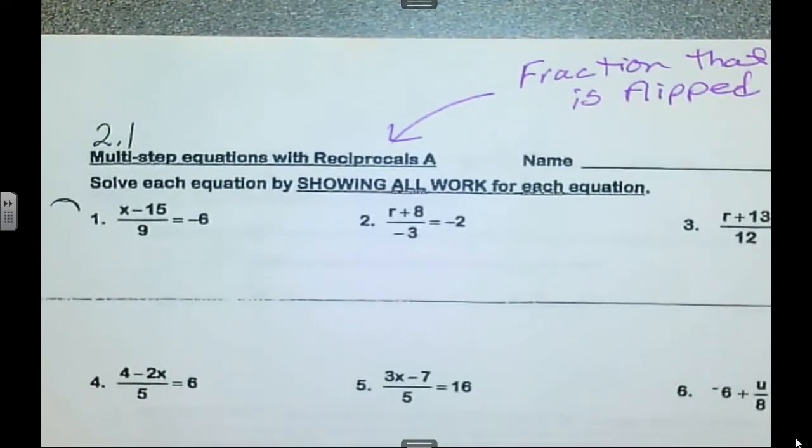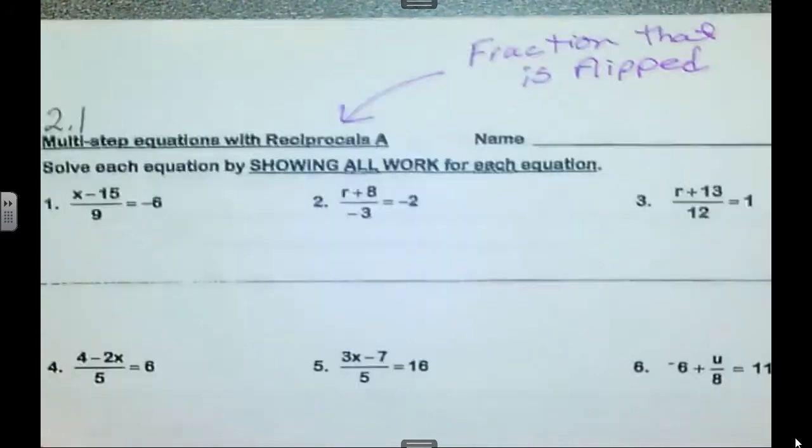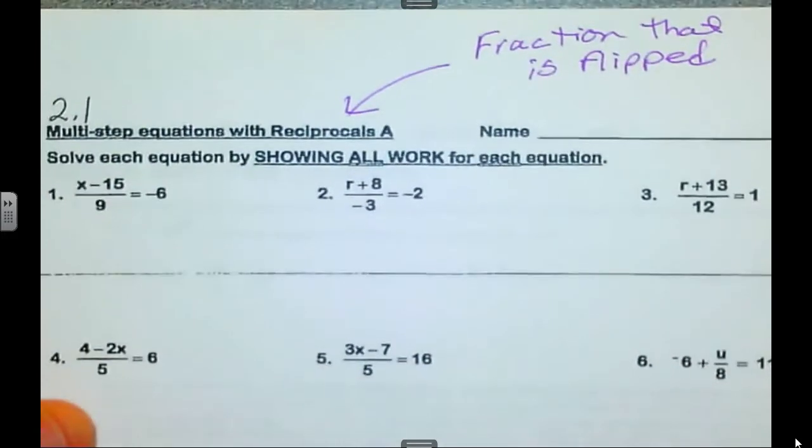Okay, 2.1, multi-step equations with reciprocals. Again, reciprocals are fractions that are flipped. Does anybody really know what's going on mathematically with reciprocals? It's actually a multiplication identity. When you multiply a fraction, or a whole number, which is a fraction because you put it over 1, by the reciprocal, you get the multiplication identity, which is the number 1. All you guys have to worry about is that you flip the fraction. That's the reciprocal.